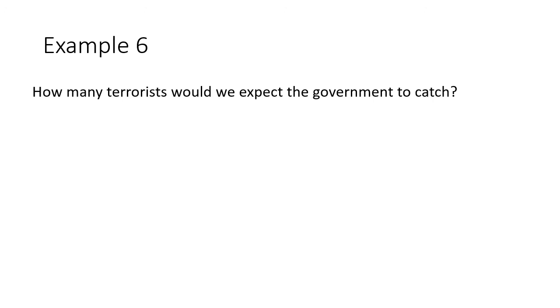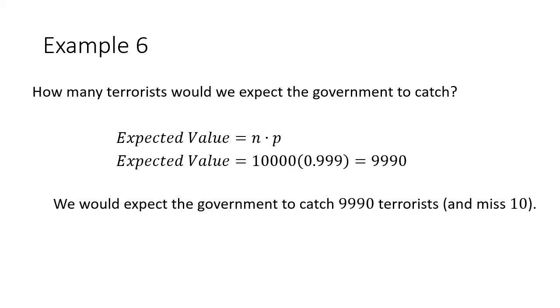Well, then how many terrorists would we expect the government to catch? Again, this is an expected value problem, n times p. So we know there's 10,000 terrorists times that probability of catching them, which is 0.999, and we get 9,990, which means we would expect the government to actually catch 9,990 terrorists out of the 10,000, which means they would just miss 10. And again, that's pretty good, right? That's a 99.9% accuracy. Even though that's really, really accurate, you're still going to miss things every once in a while. Nothing is perfect.